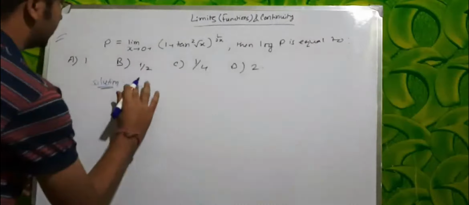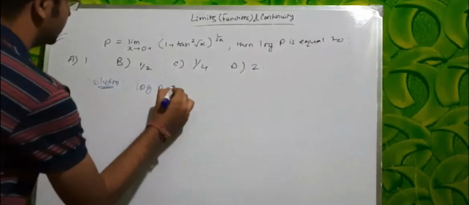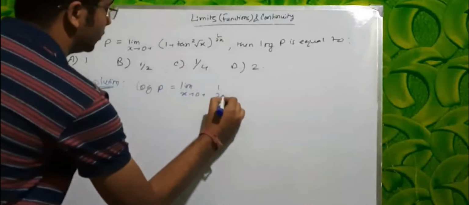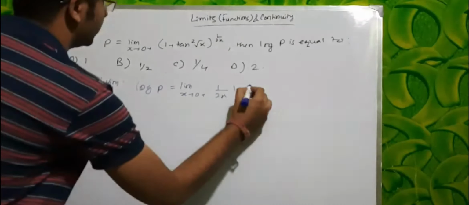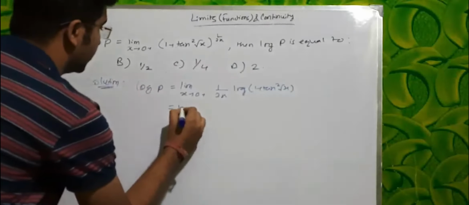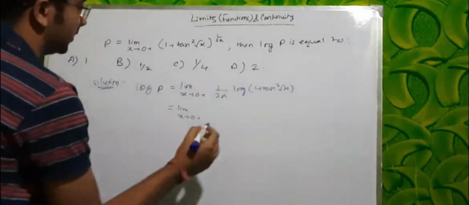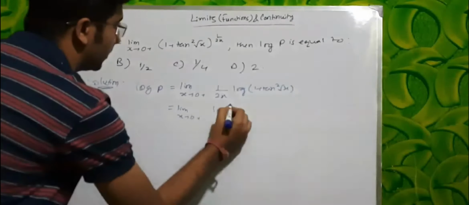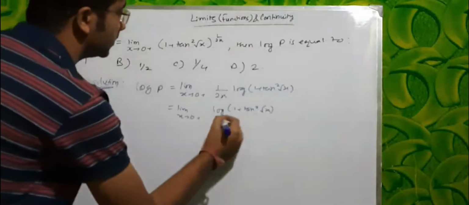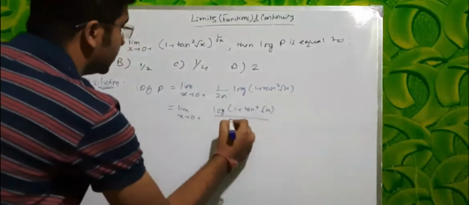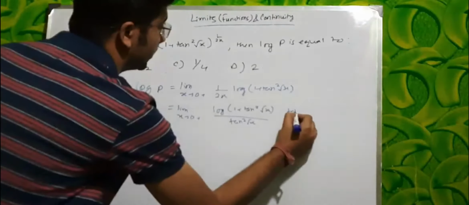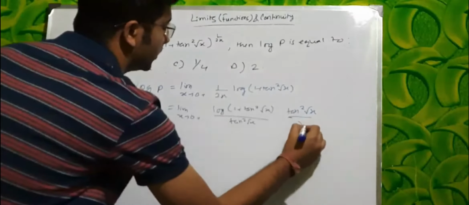So what is log p? Log p will be 1 over 2x, the power comes down, and log of 1 plus tan square root x. Okay, moving on to the next step, we get log of 1 plus tan square root x by tan square root x, into tan square root x by 2x.